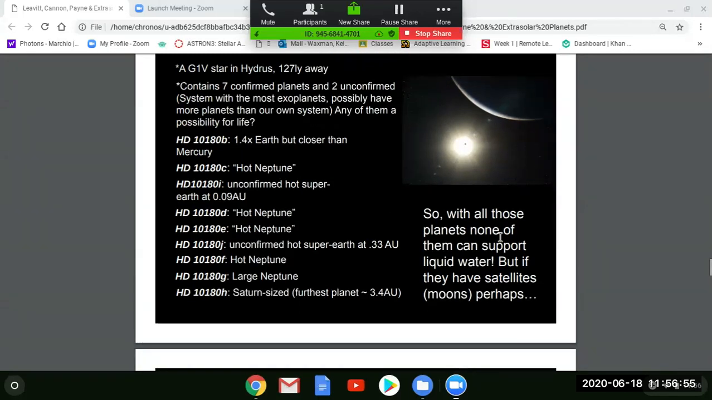So with these planets, we don't think any of them could support liquid water, but some of them might have satellites that could. So it's not just planets that may have a chance for having water on them and maybe even life, but satellites could too.